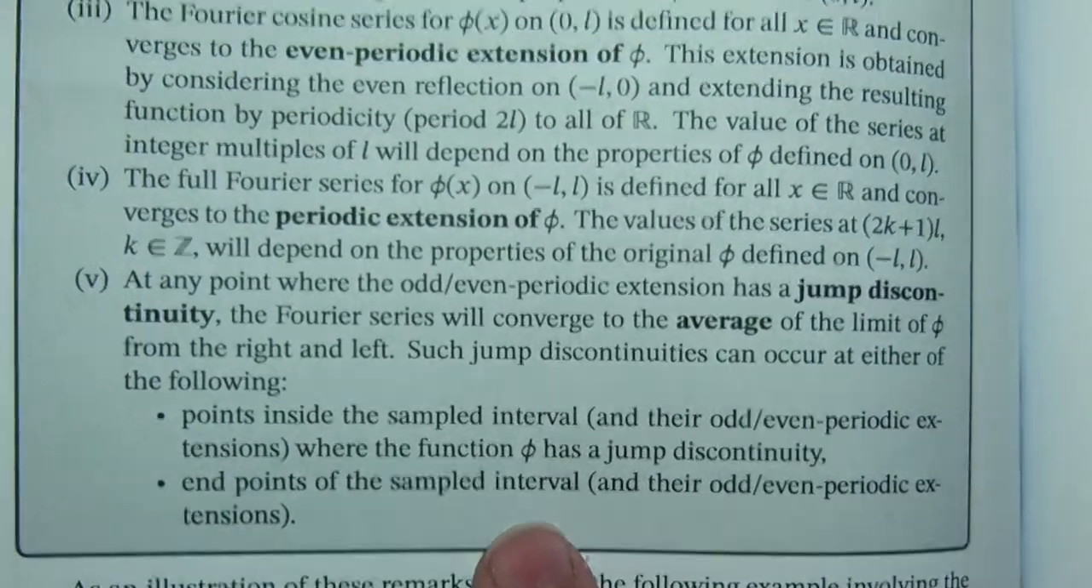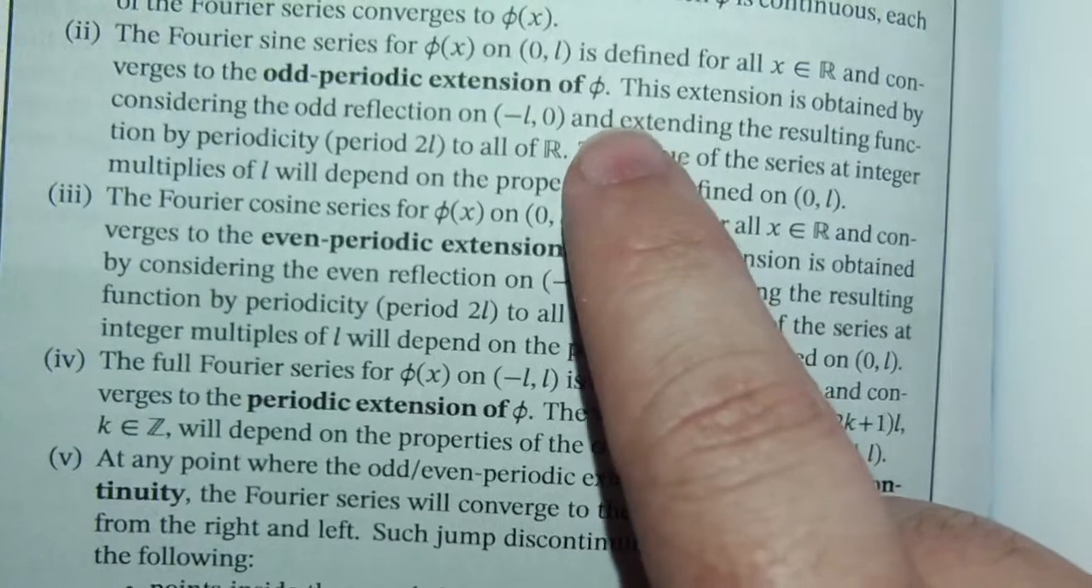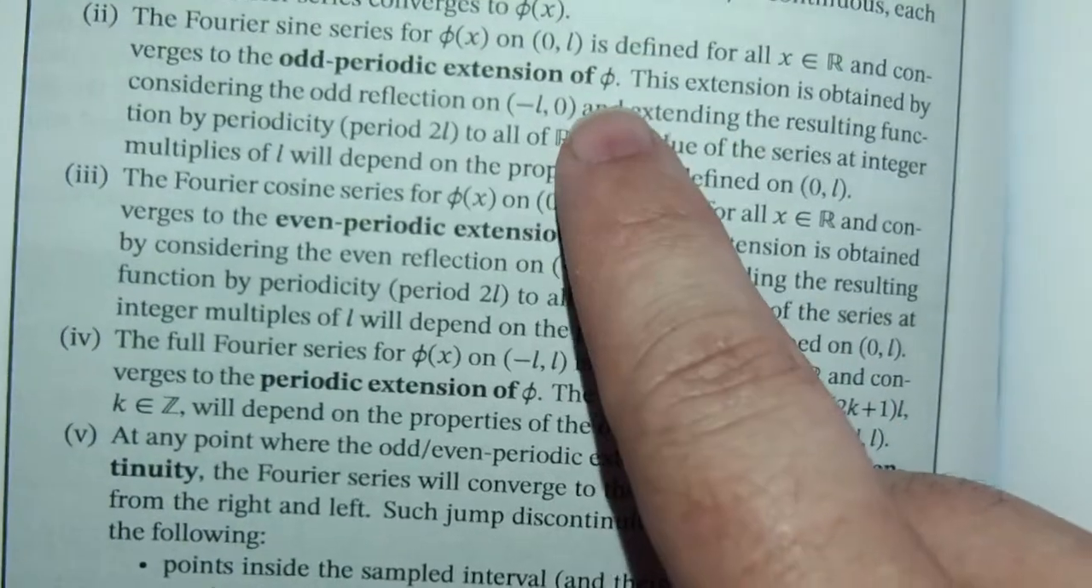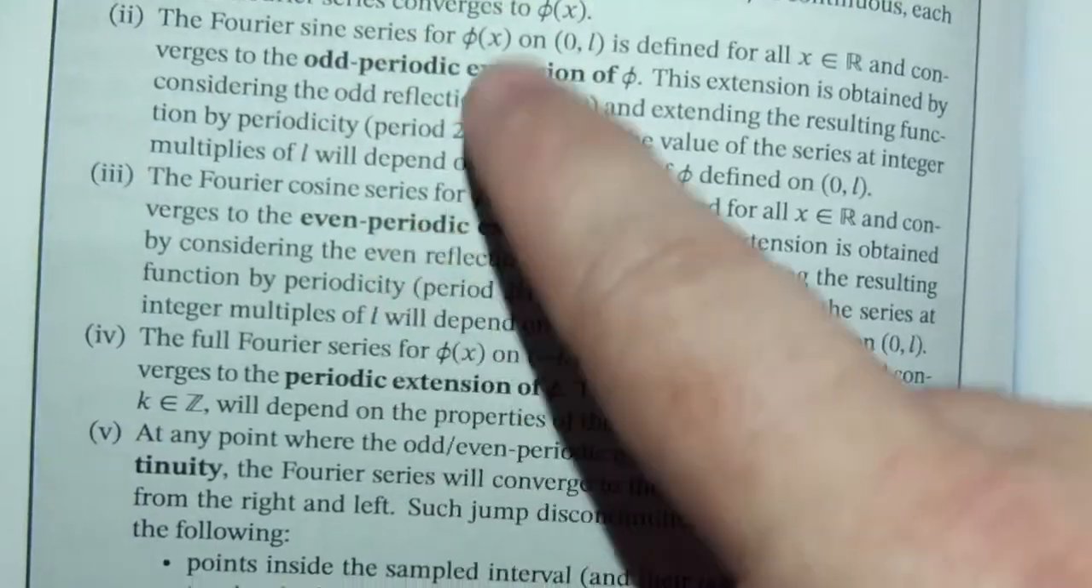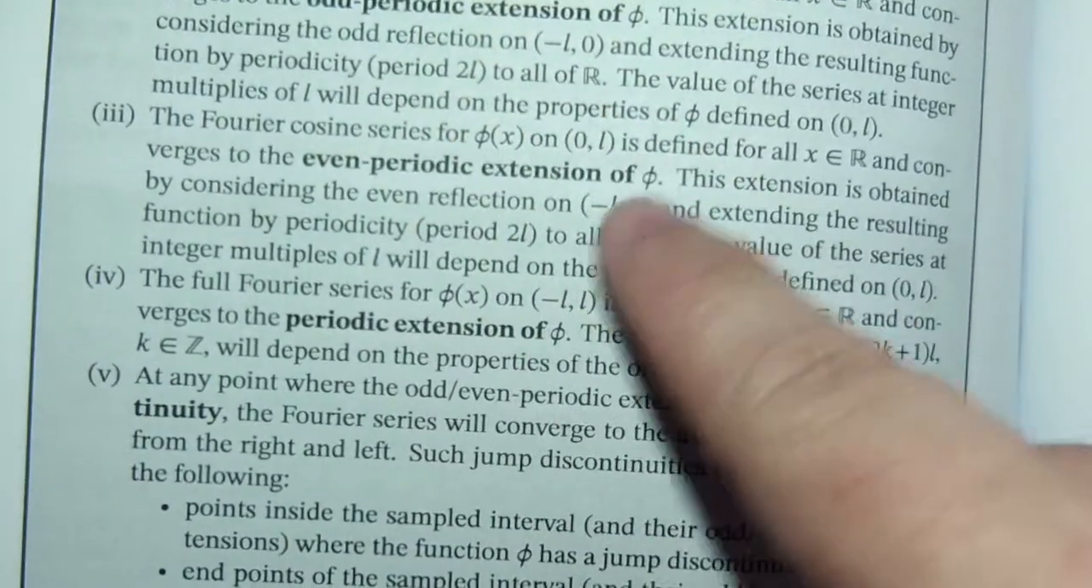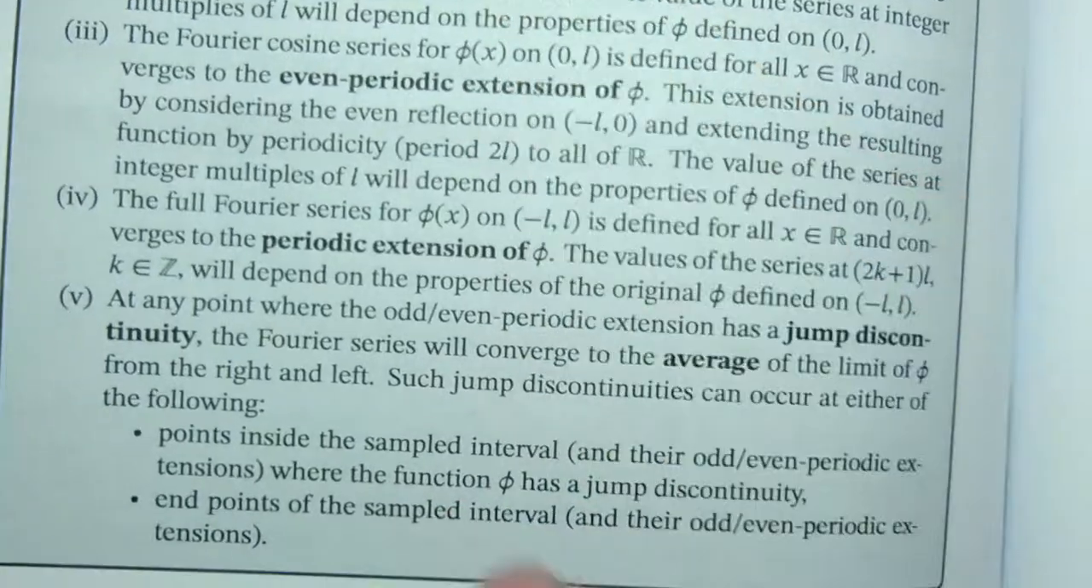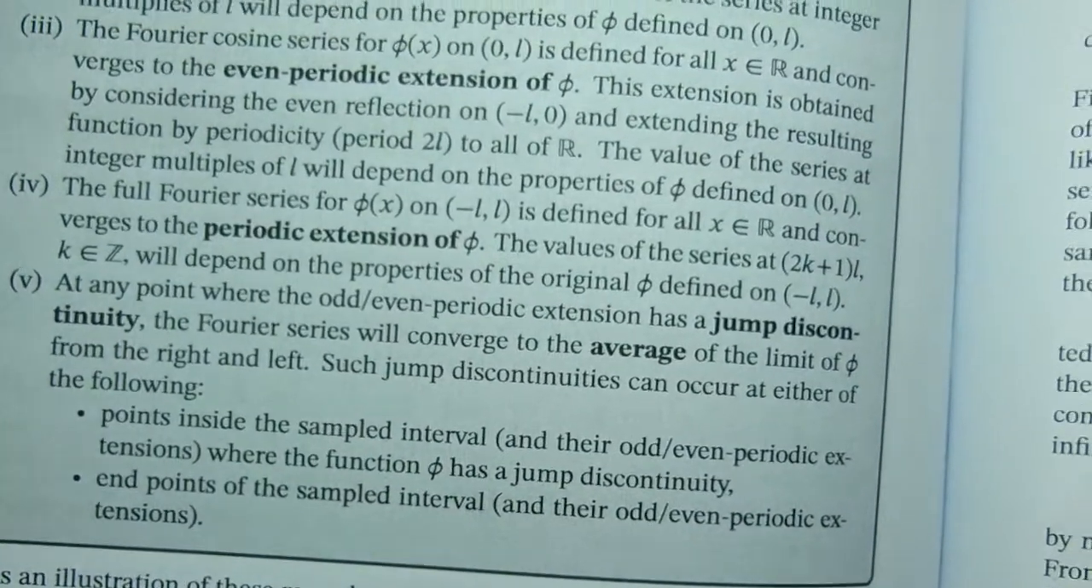So, even if phi began as being a continuous function, these Fourier sine series and Fourier cosine series could have jump discontinuities in the limit. Okay? Let's see a previous example of that. I'm going to leave it blurred out for a second because I'm coming back.